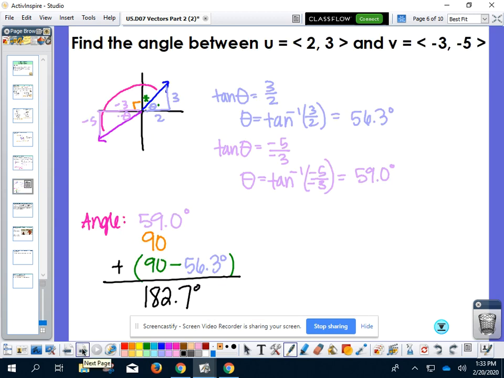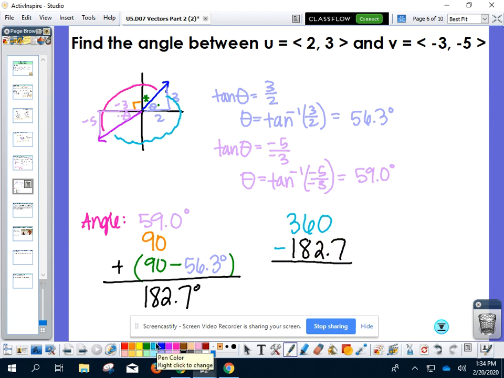So what do we need to do? We need to find the other side of this particular angle measure. We just found the angle outside, so we guessed wrong, but that's okay. We don't need to do this all over again. All we need to do is take 360 and subtract the angle outside that we just found. When I do that, I end up with the value 177.3 degrees, which is less than 180, so that's our angle between.